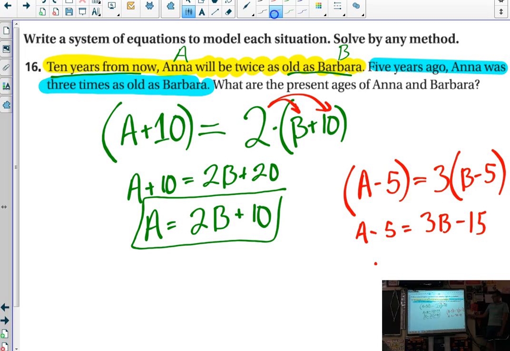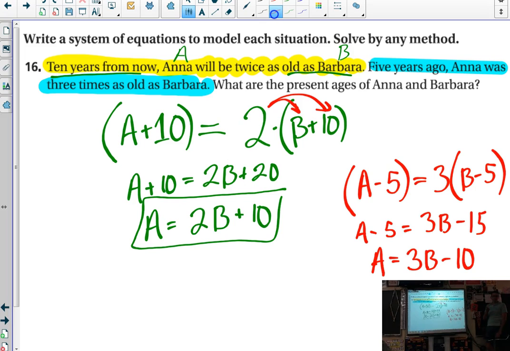What should I do here now? Yeah, I could add 5 to both sides, but that's going to isolate the A again. And then I'll have, ooh, okay. I was thinking a different route, but this will work. So if I add 5 to both sides, I get 3b minus 10. But now I have A equals and A equals.